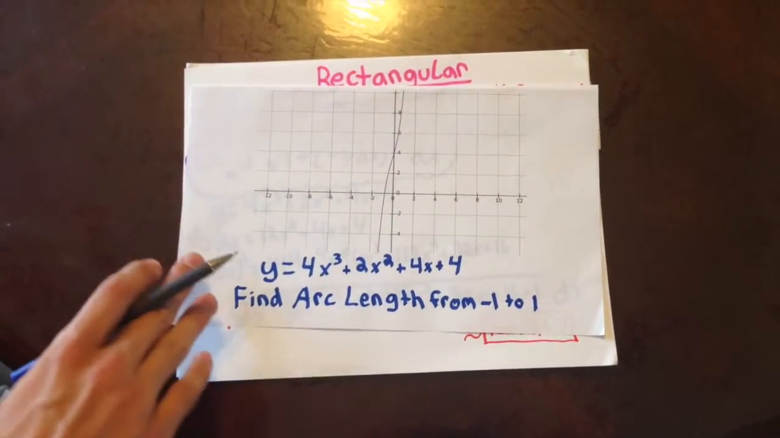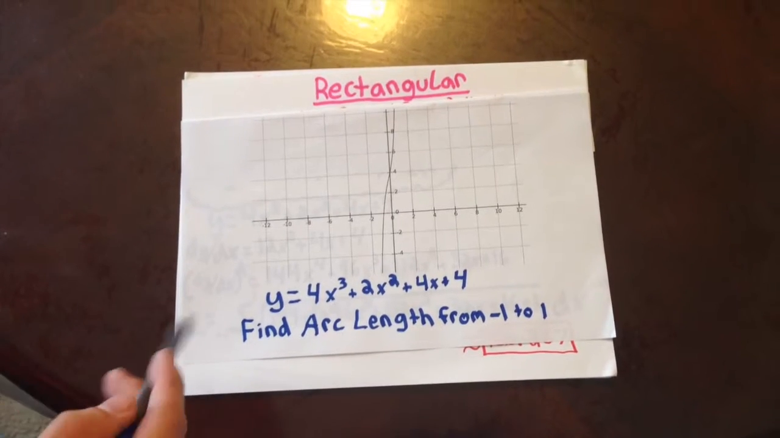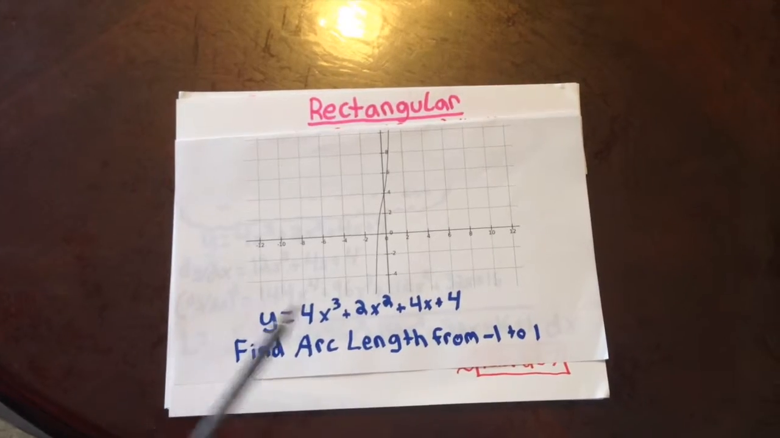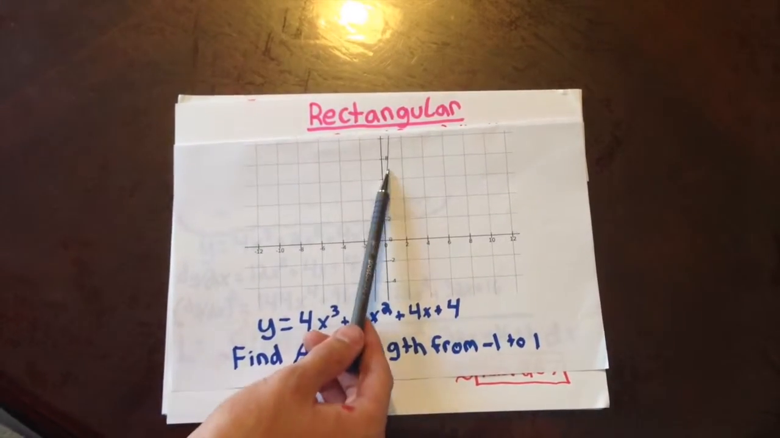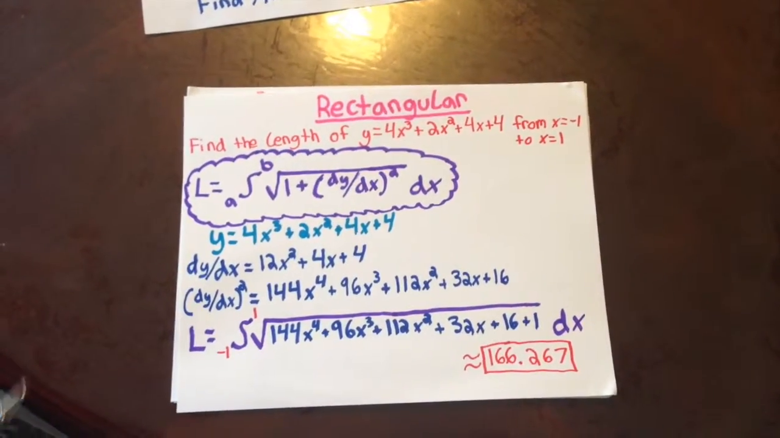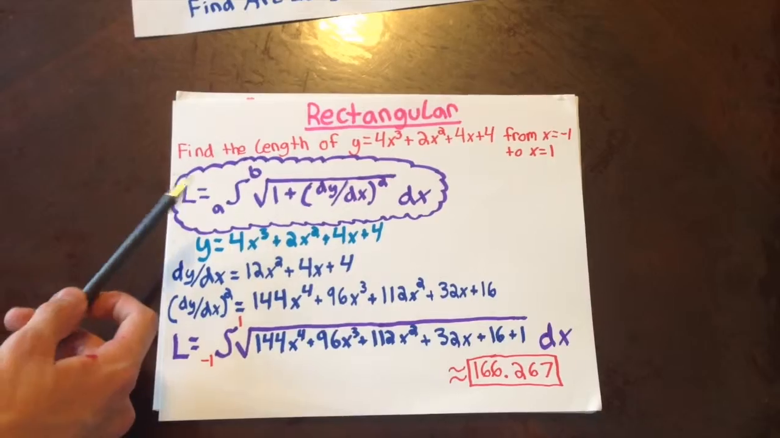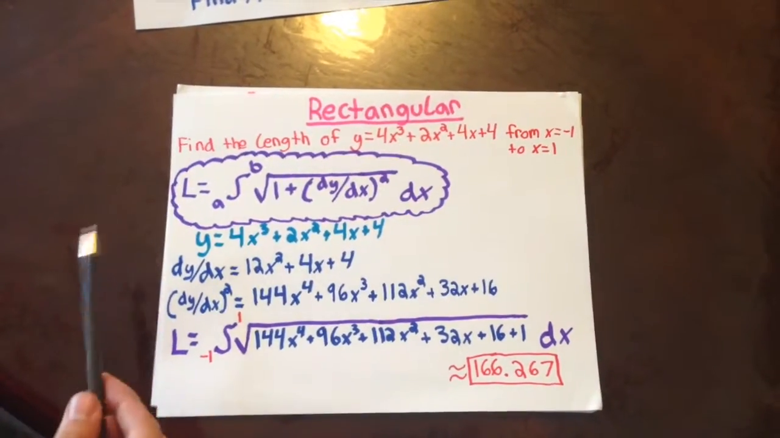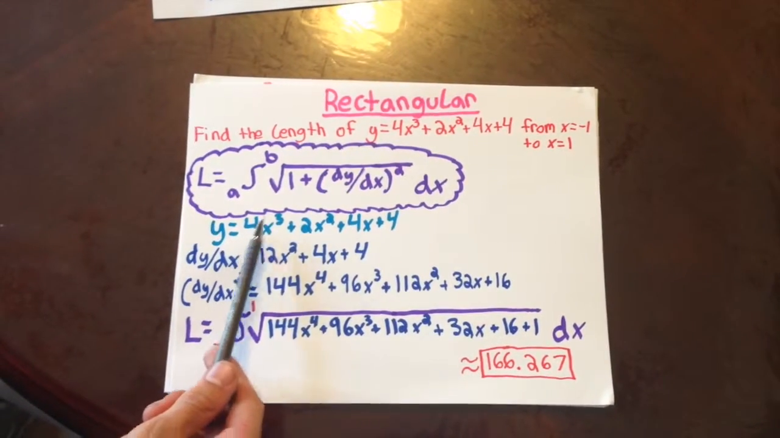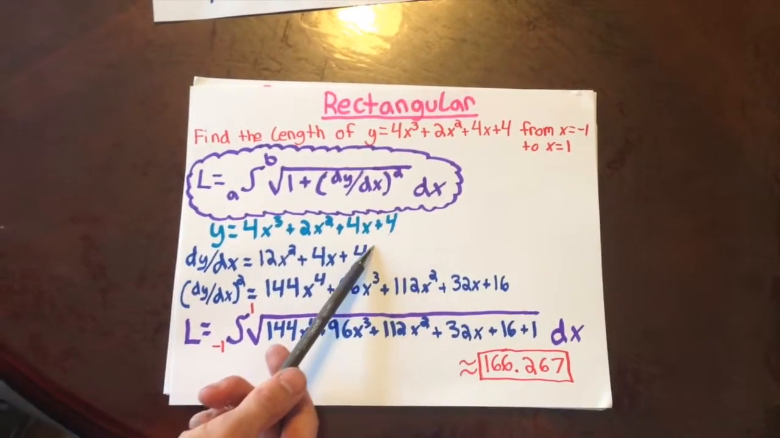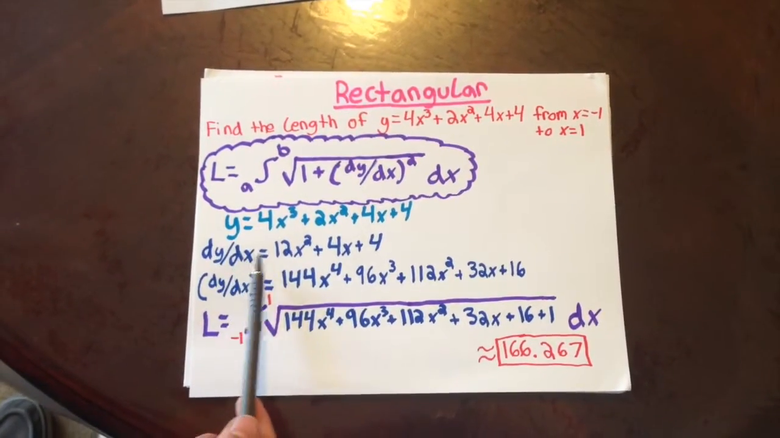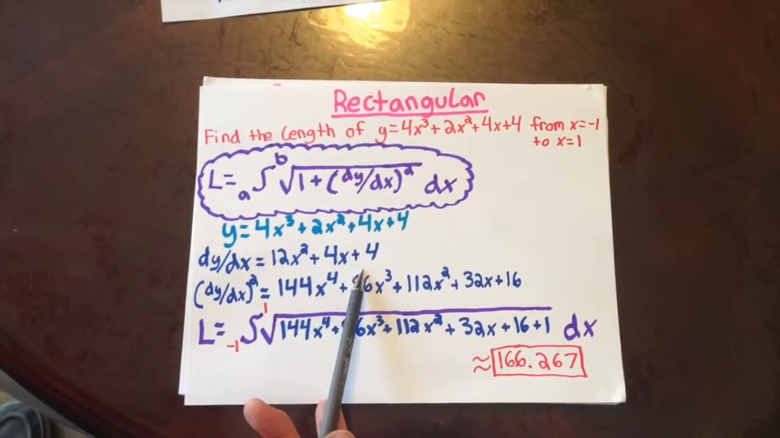In this example problem for rectangular, we have the graph of y equals 4x cubed plus 2x squared plus 4x plus 4, and we're finding the arc length from negative 1 to 1. To do this, first we must reference the rectangular length formula, and we must find the derivative of the equation. So the equation is y equals 4x cubed plus 2x squared plus 4x plus 4, written in light blue. Then the derivative is written in a darker blue, and it is 12x squared plus 4x plus 4.